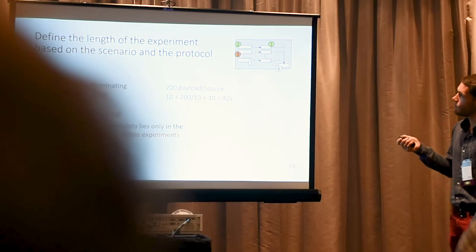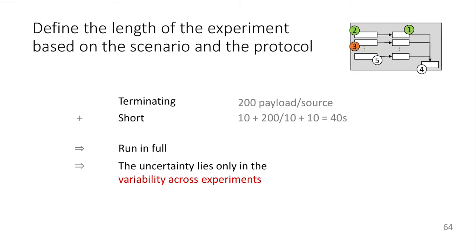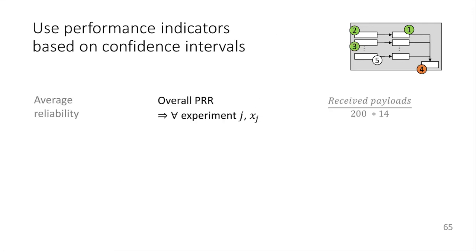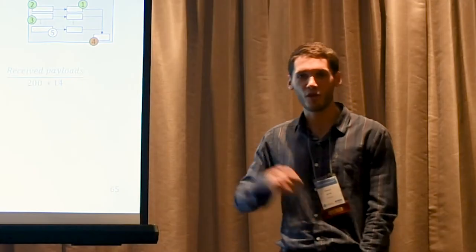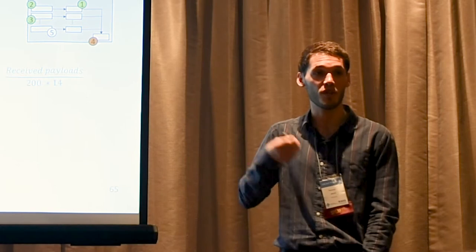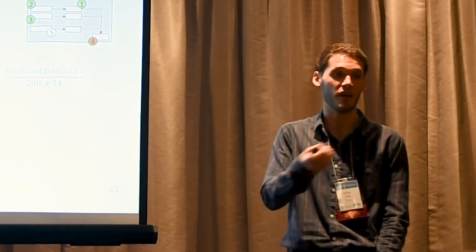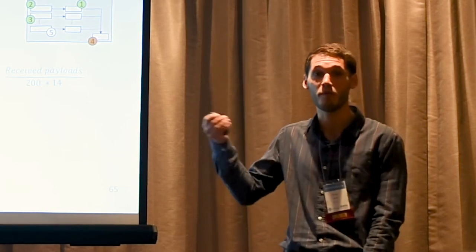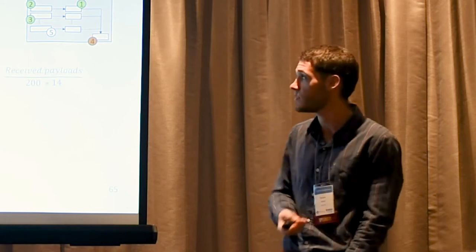So, let's say we are in the easy case, we just run the scenario in full and forget about it. Now, I know how long I want to run. The question is, how do I compute my KPIs? If you follow the argument so far, you want to compute the KPIs based on the prediction you're able to make, and the prediction relies on the confidence interval. So that should be a part of the definition of your KPIs.